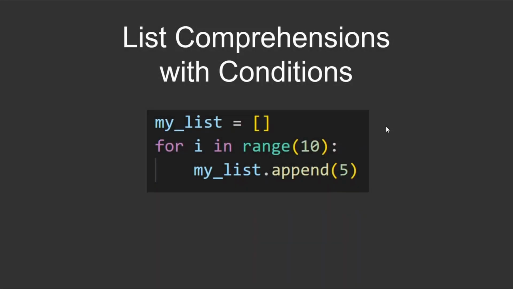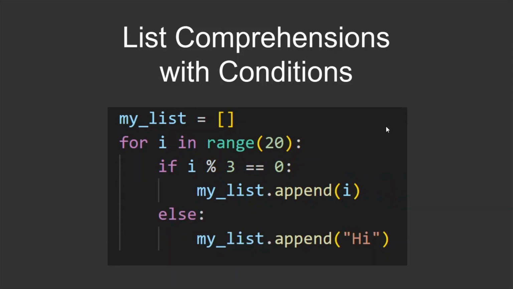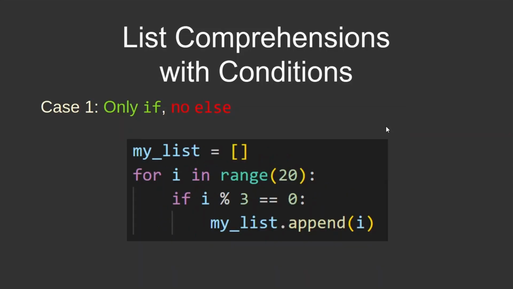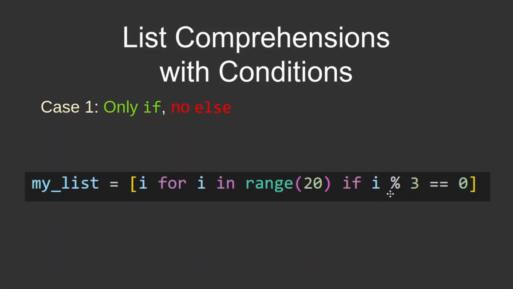But what if we have more advanced code like this? With if and else, you can still create list comprehensions, but the order depends on whether there is an else. Case 1, without else. You have two parts, a list comprehension ignoring the condition, and the condition. Just add the condition at the end, like this, and that's it.